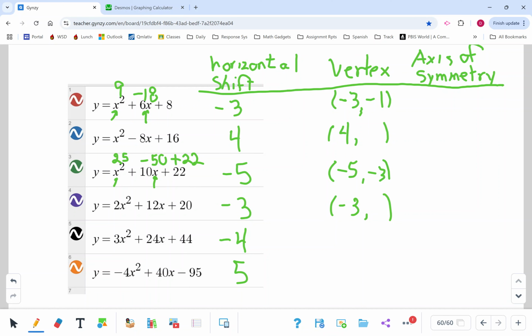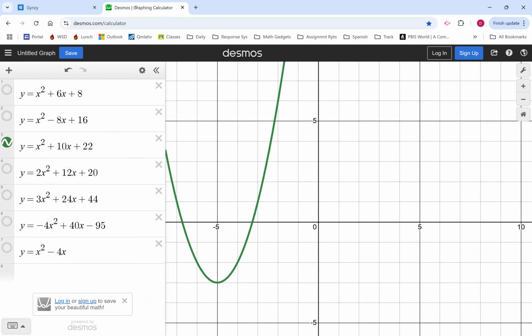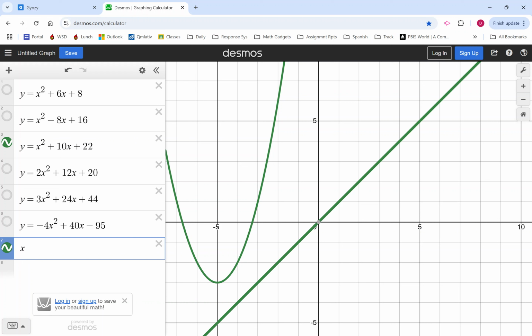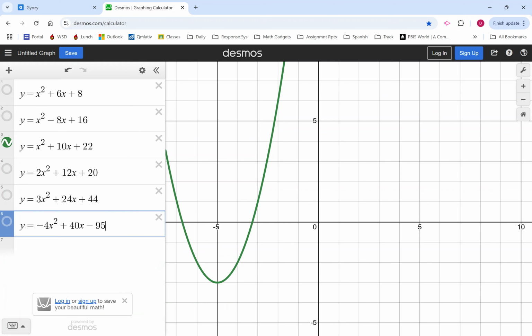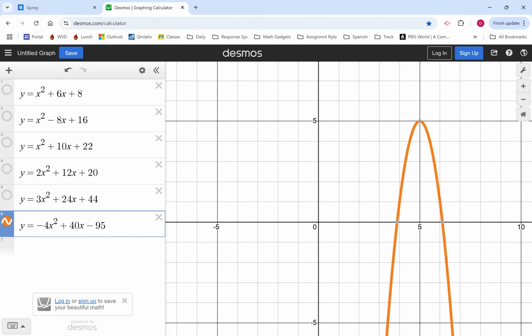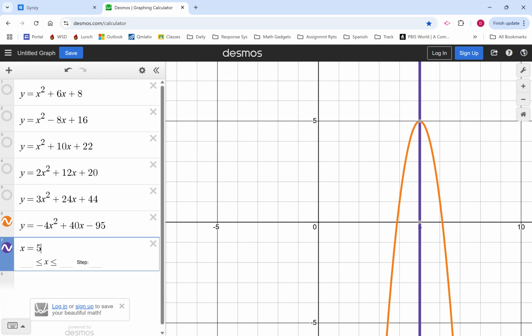Now lastly, the axis of symmetry, if you look at any one of these things, the axis of symmetry goes straight up and down right through the middle of that parabola. So if I make a line right there, it would look identical on both sides. And here's the easy thing. If I just type in x equals the horizontal shift, because it shifted that far, there's the axis of symmetry right there. And so if I wanted the axis of symmetry for this one, I'd just type in x equals 5, and there it is.